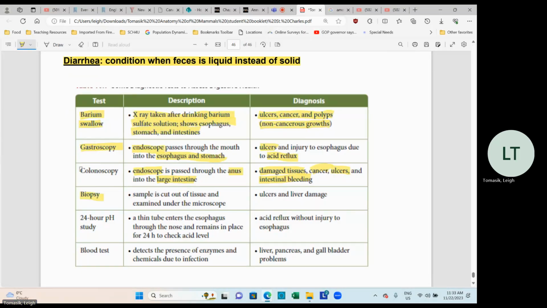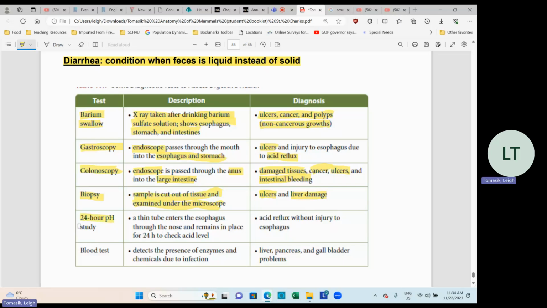Biopsy is when they cut a sample of tissue from anywhere in your body and they examine it under the microscope. They can do that for liver to see if you have liver damage, like cirrhosis. They can do that for ulcers. They can also do it if they think you might have cancer.